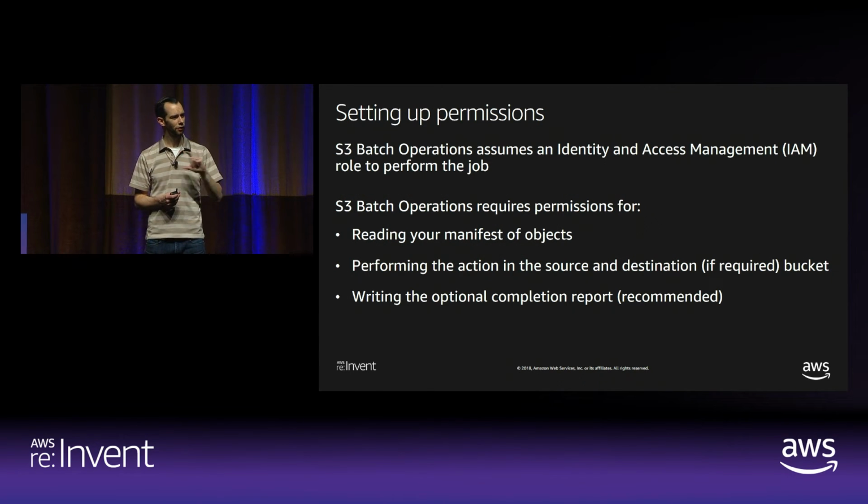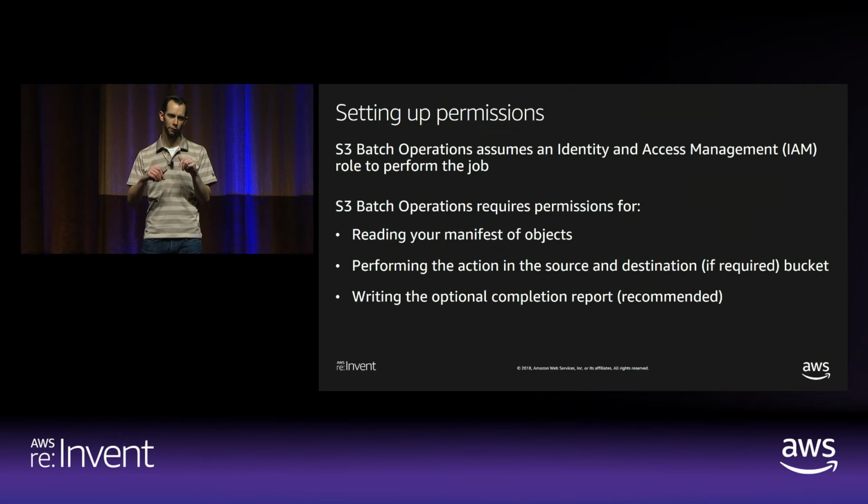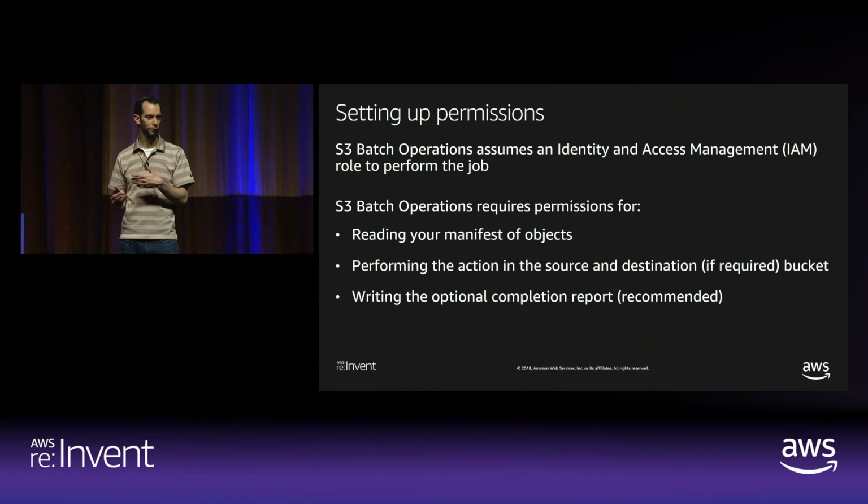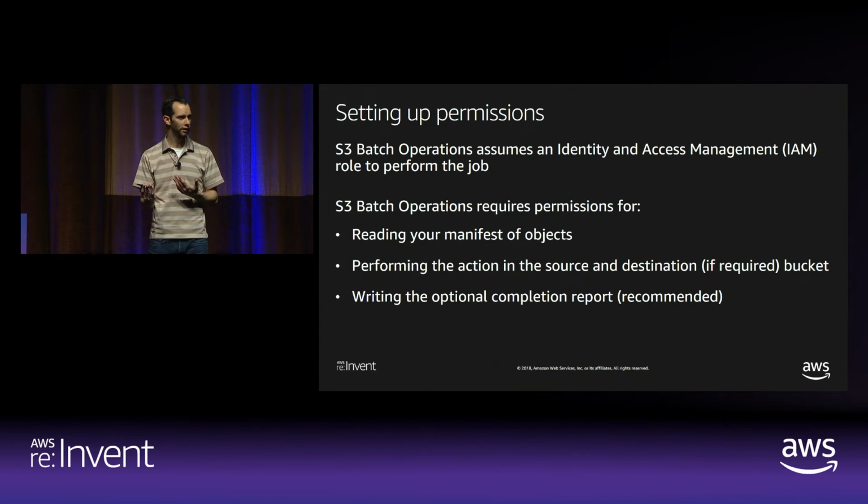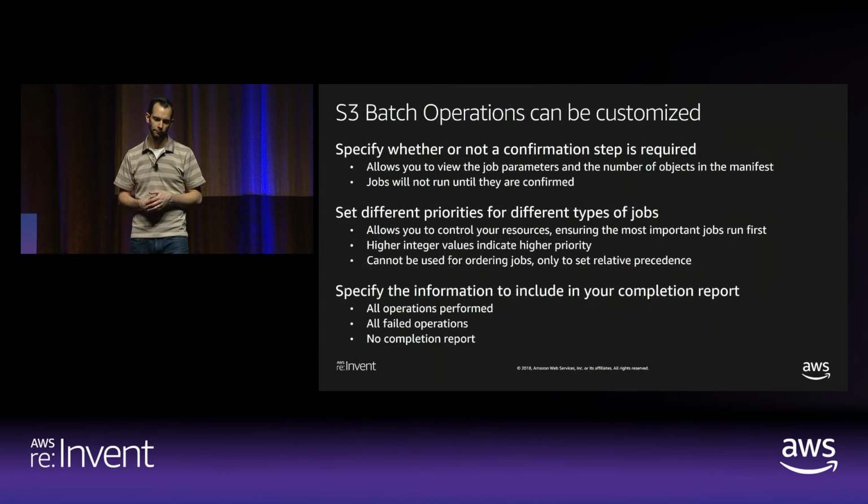Setting up permissions, I just want to highlight the things at the bottom. I talked about them before. We need permission to read the manifest. The manifest could be in a different bucket than you're acting upon. It probably is. It could be in a different region even. So specify where that manifest is. We've got to have permission to read that. Performing the action on the source and destination bucket. So if it's a copy, we need permission to act on both buckets. And then writing the completion report. So to write back to that location, make sure that's specified in your IAM role for this job.